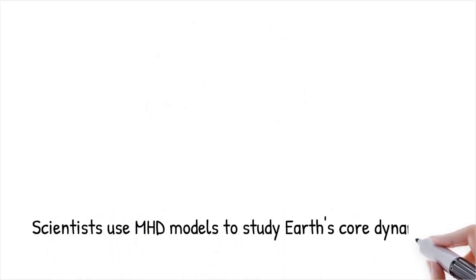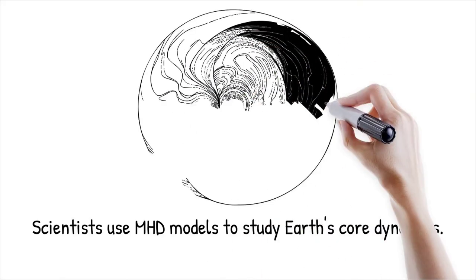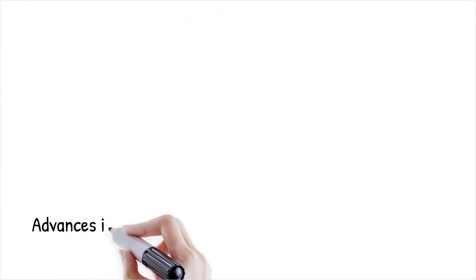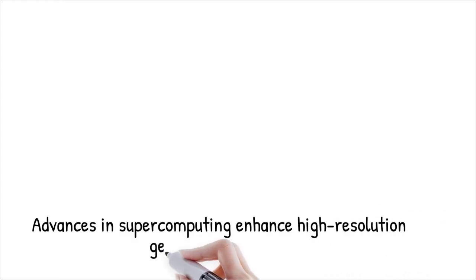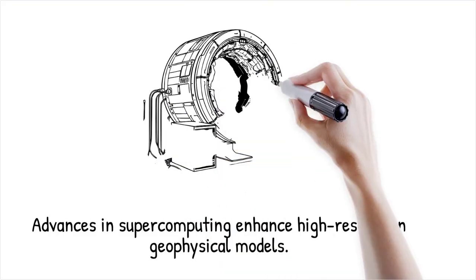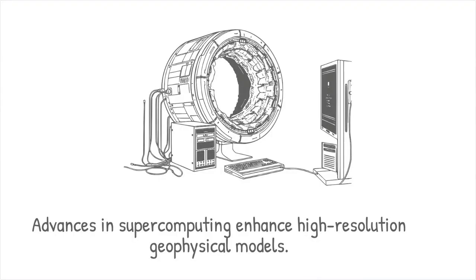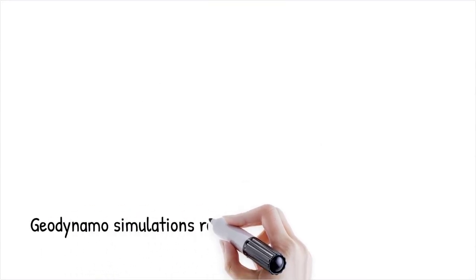Scientists use Magnetohydrodynamic (MHD) models to simulate the complex interplay between fluid motion, heat transfer, and magnetic field generation in Earth's core. These simulations help predict future geomagnetic variations and understand the effects of core-mantle interactions. Advances in computational physics and supercomputing have enabled high-resolution models that replicate real-world geophysical observations. However, modeling challenges remain due to the extreme conditions deep inside the Earth.